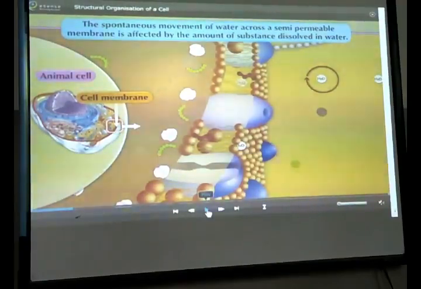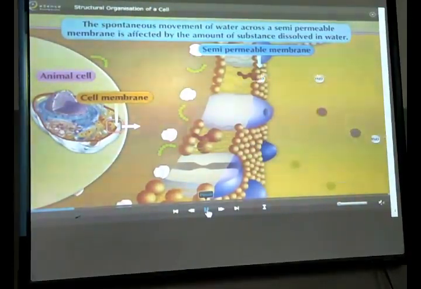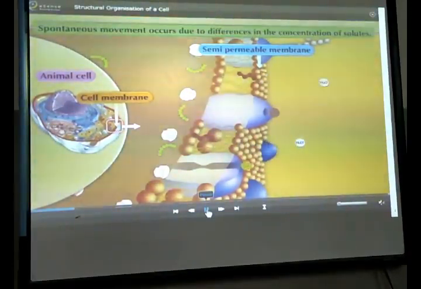So you all know that during the digestion process, whatever materials are dissolved in water enter the cell through the cell membrane, and the cell gets the required nutrients through this semi-permeable membrane.